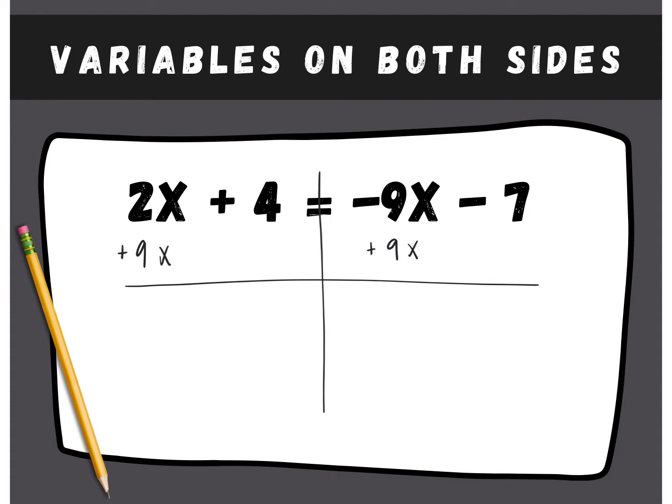Now, the reason I've done that is because on the right-hand side, negative 9x plus 9x gives me 0 x's. So I have no x's left on the right-hand side. All I have left is that minus 7 or negative 7. On the left-hand side, I can now add 2x and 9x, and I get 11x. I'll bring down my plus 4, and here's where I stand.